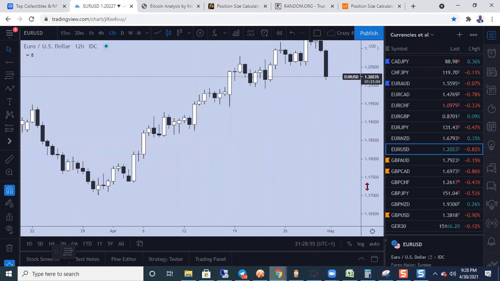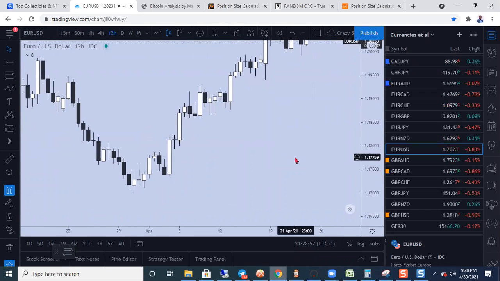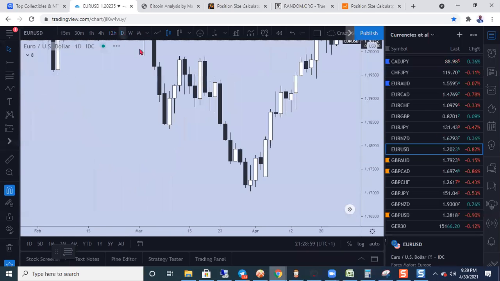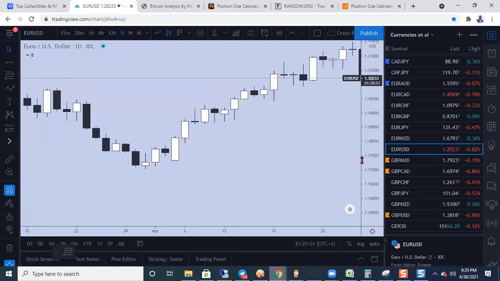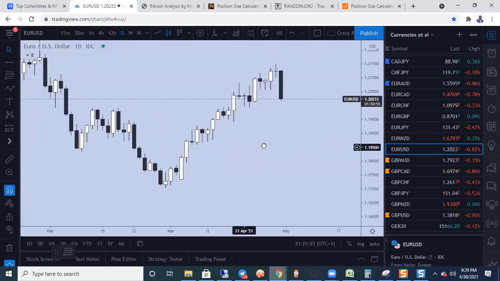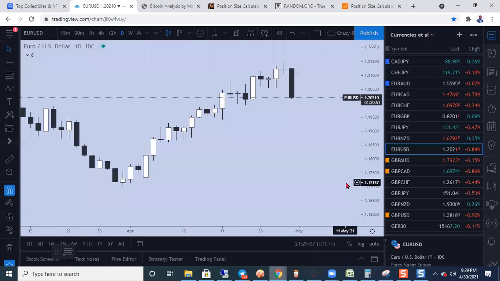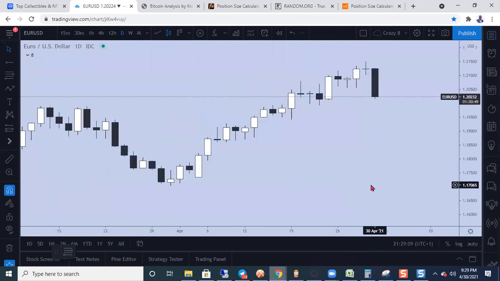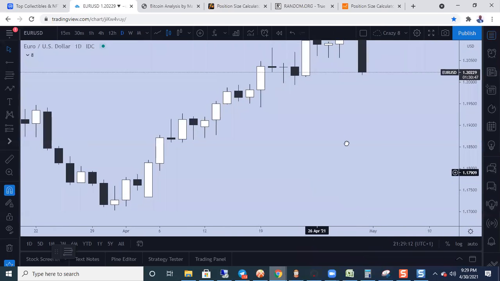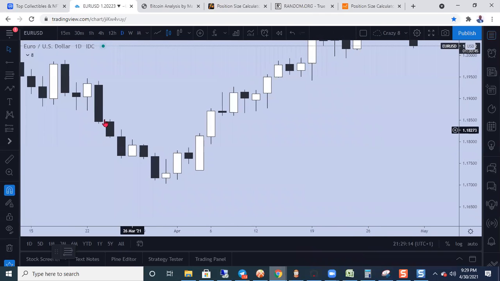Let's look at the chart of Euro USD. I'll use something to explain this, and then we'll apply the indicator to see how it tallies. Right, so notice we were in a downtrend here.